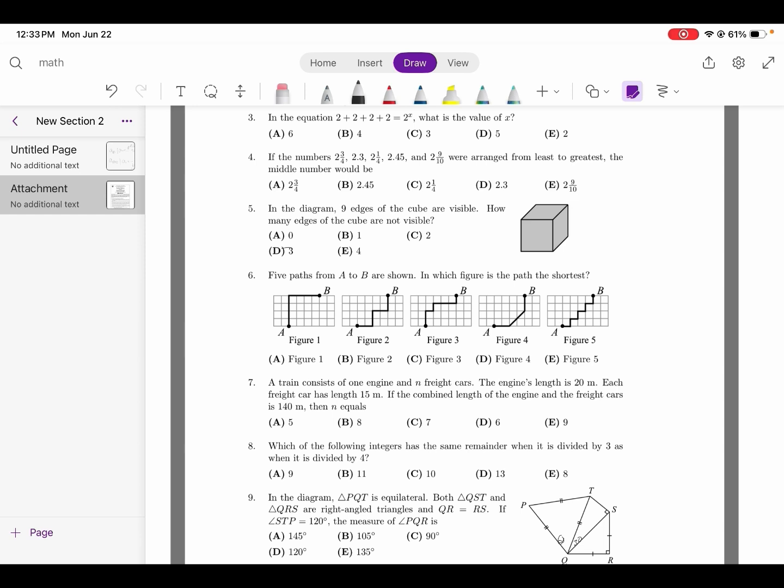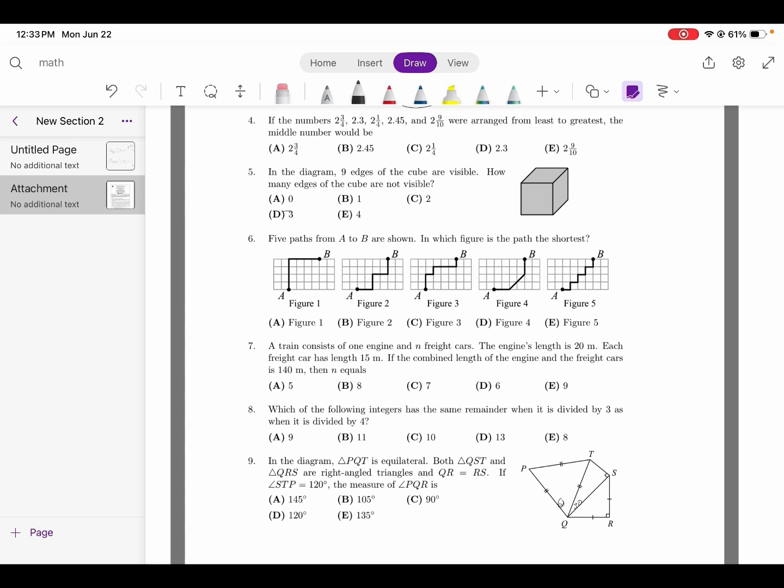Okay. Next question. So 2 plus 2 plus 2 plus 2 is equal to 2 to the x. What is x? So the left-hand side is equal to 4 2's added together, which is 8. And 8 is equal to 2 to the power of 3. So x is 3.